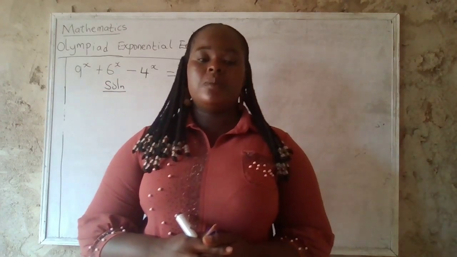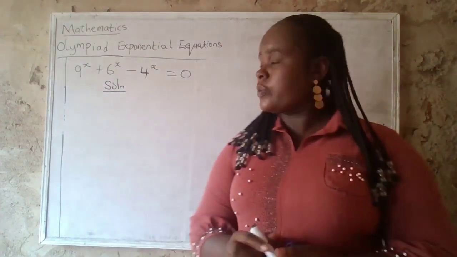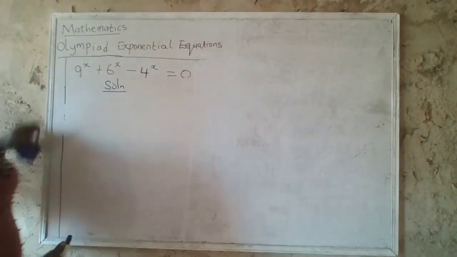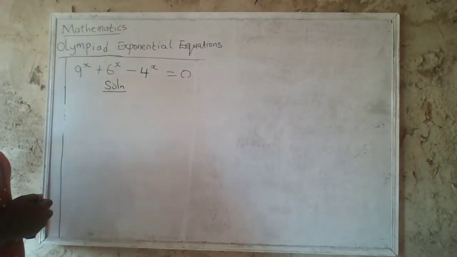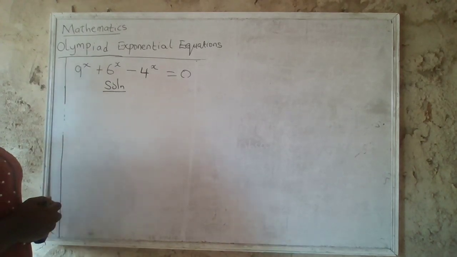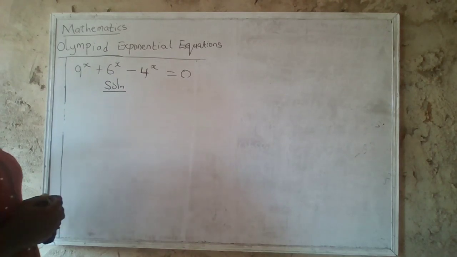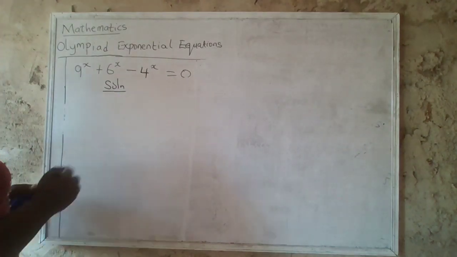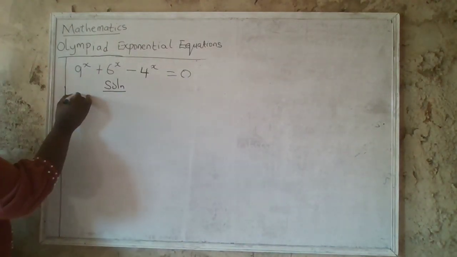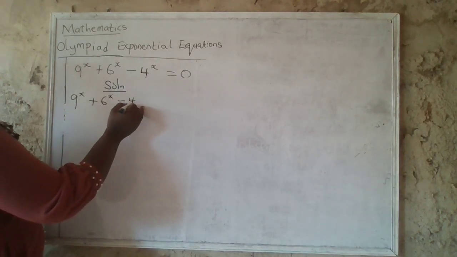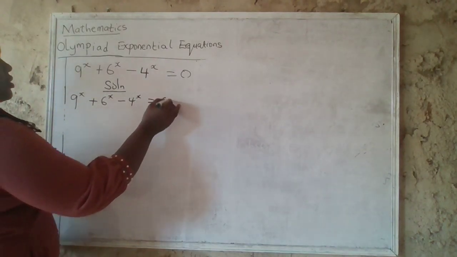Today, we'll be solving a popular Olympiad math question. Given that 9 raised to power x plus 6 raised to power x minus 4 raised to power x equal to 0. Solving this, we have 9 raised to power x plus 6 raised to power x minus 4 raised to power x is equal to 0.